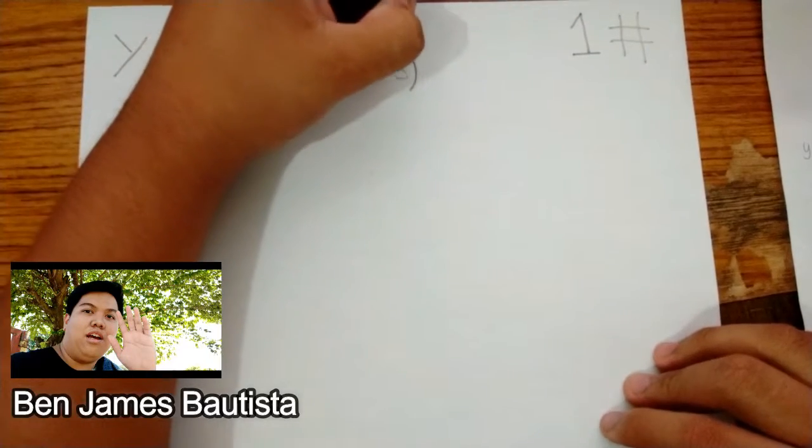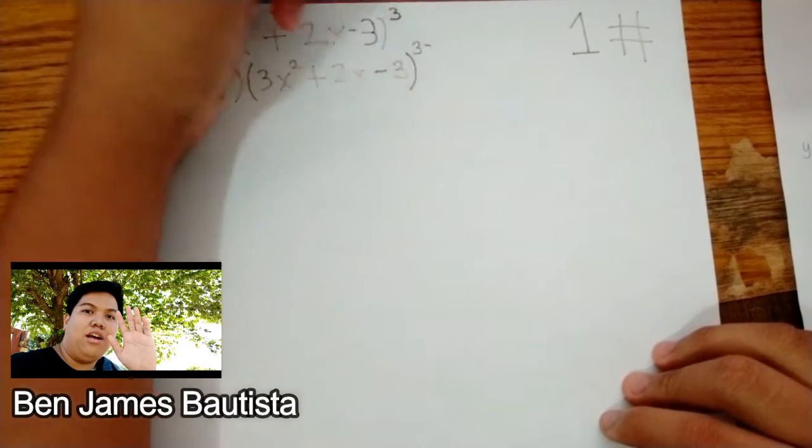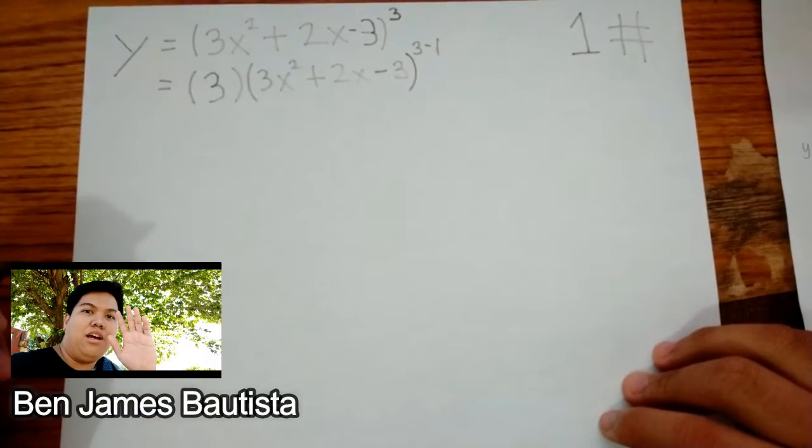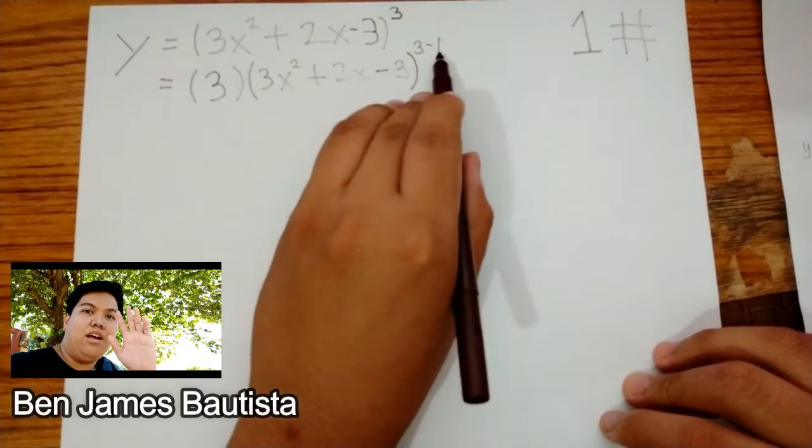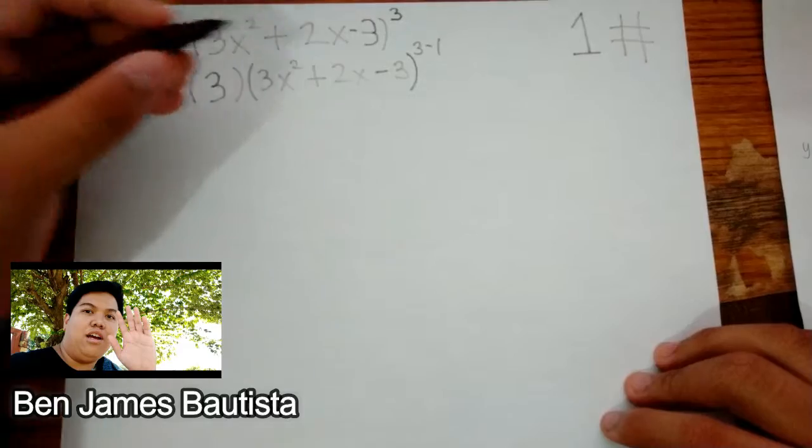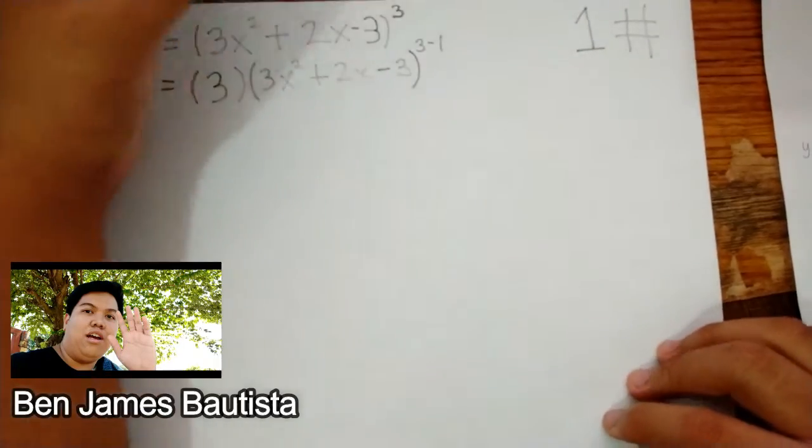Additionally, we're going to subtract 1 from the degree. So 3 minus 1 is equal to 2. So it will only be squared.